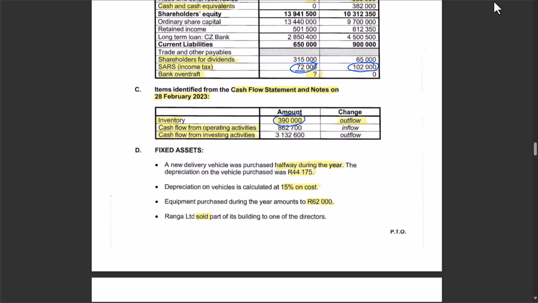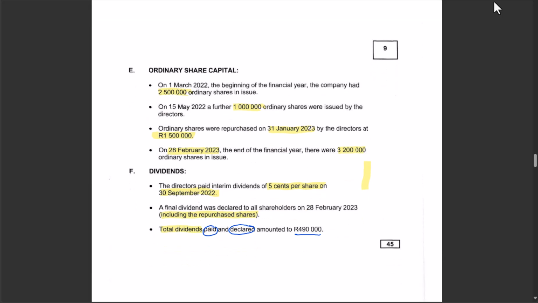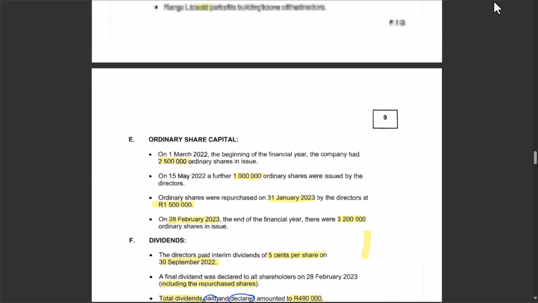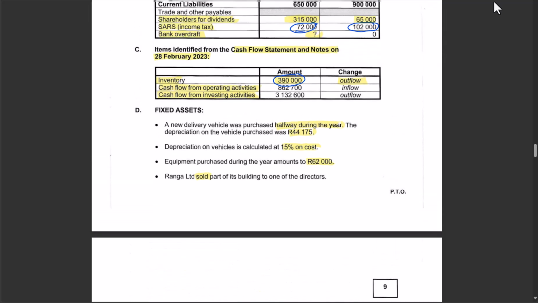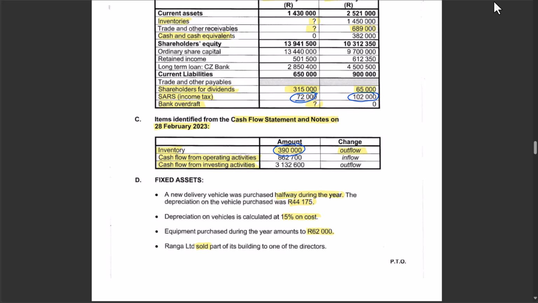if you have the opening balance of dividends right here, you have the opening balance and the closing balance. The closing balance basically will be your dividend declared, final dividend. So this 315 is your final dividend. So to calculate, you're going to use exactly the same. And you are given the total dividend of 490 here. So you're going to do exactly the same way we did with taxation, right? So you have 65,000 plus 490 minus 315.